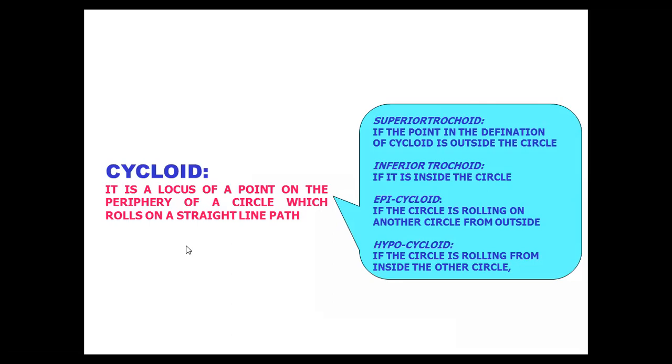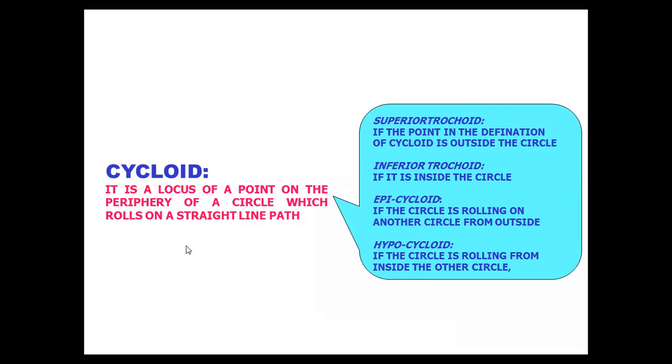What's the example? If some polythene is stuck to your vehicle, just imagine the arbitrary condition. If some polythene is stuck to your vehicle, and now your vehicle is in movement, then what will happen? Then the extreme end of that polythene will be beyond the periphery of that vehicle wheel. So it will be following a superior trochoid.